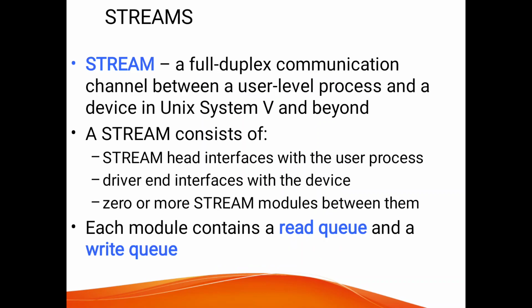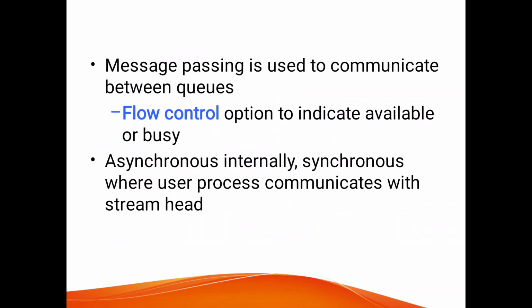A stream is a full-duplex communication channel between a user-level process and a device in Unix systems. A stream consists of a stream head interface and a driver end interface, with zero or more stream modules between them. Each module contains a read queue and a write queue to perform both read and write operations. Message passing is used to communicate between the queues. You have to maintain the flow table, using flow control options that indicate availability or busy.